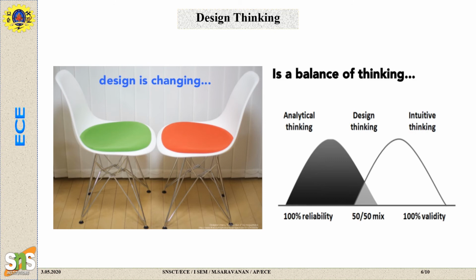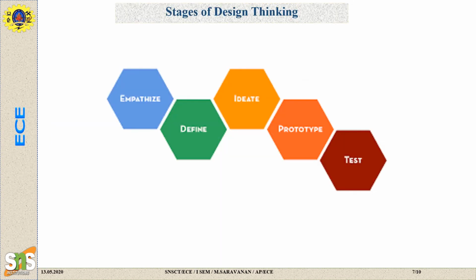Okay, so that is design thinking. Now, what are the stages in the design thinking process? From the last row, please read. Yes, empathize, define, ideate, prototype and test. Okay, recall: empathize, define, ideate, prototype and test.